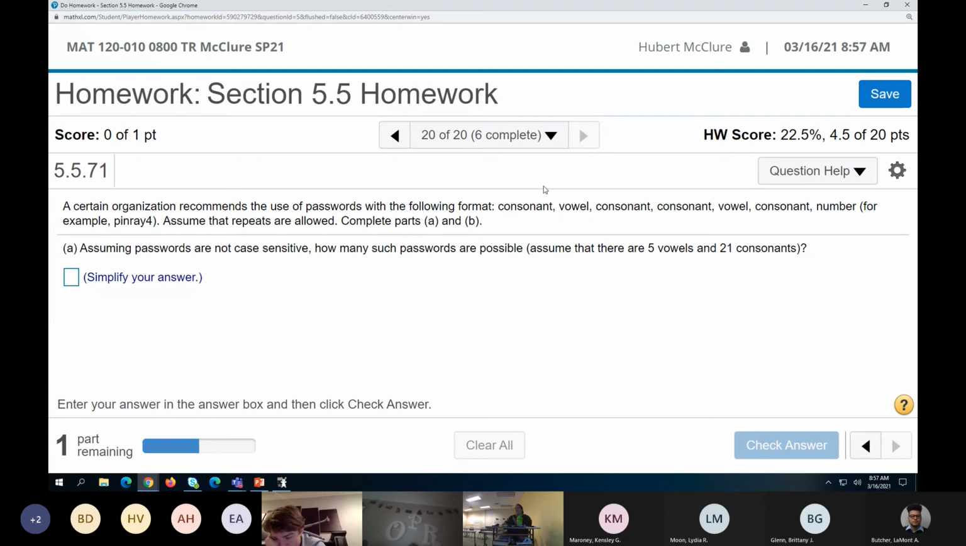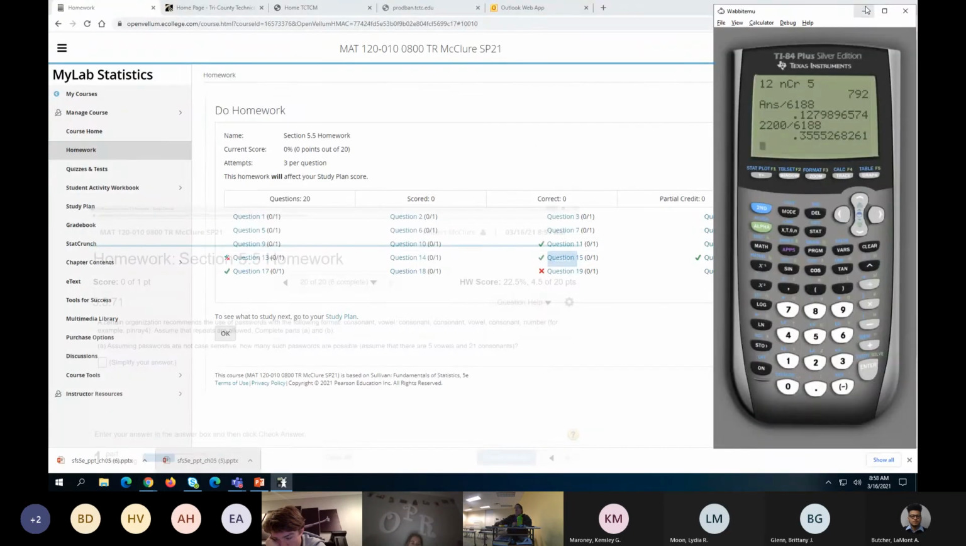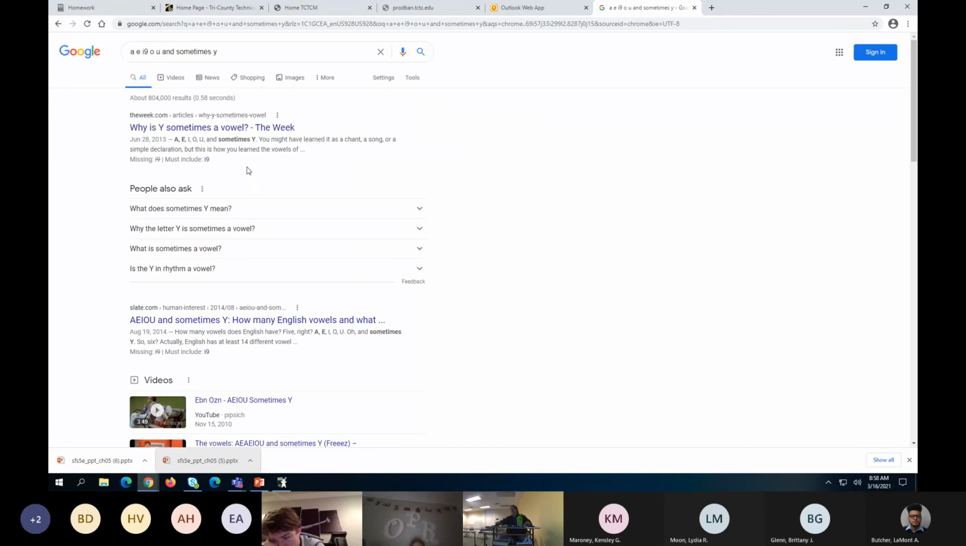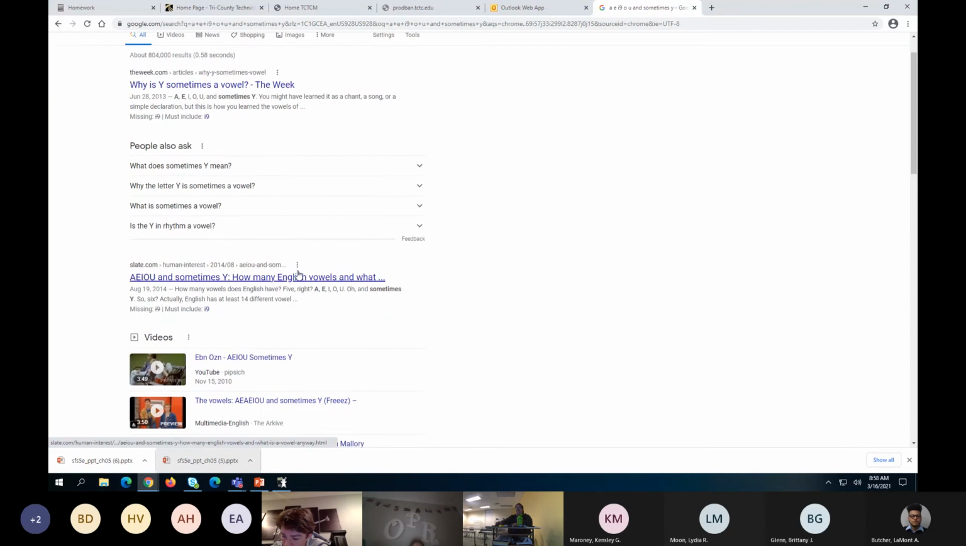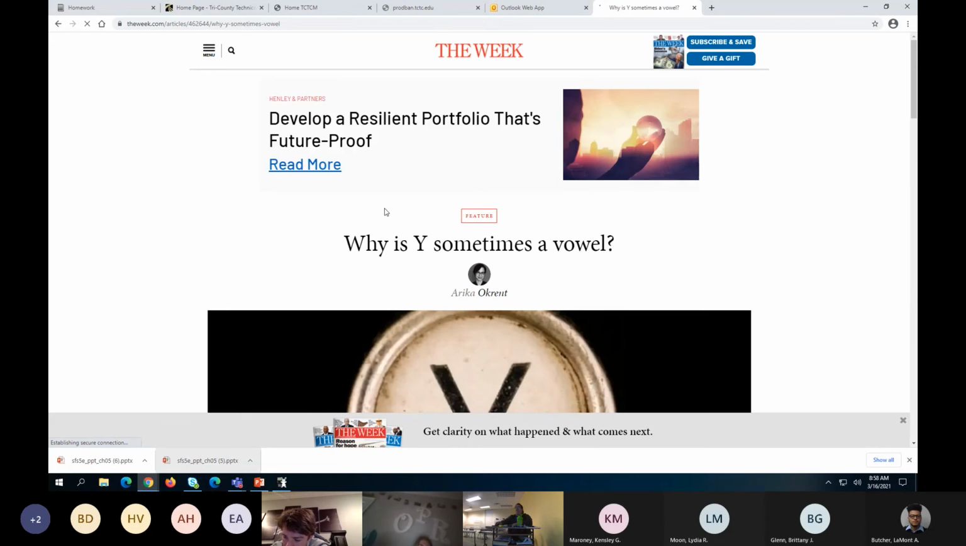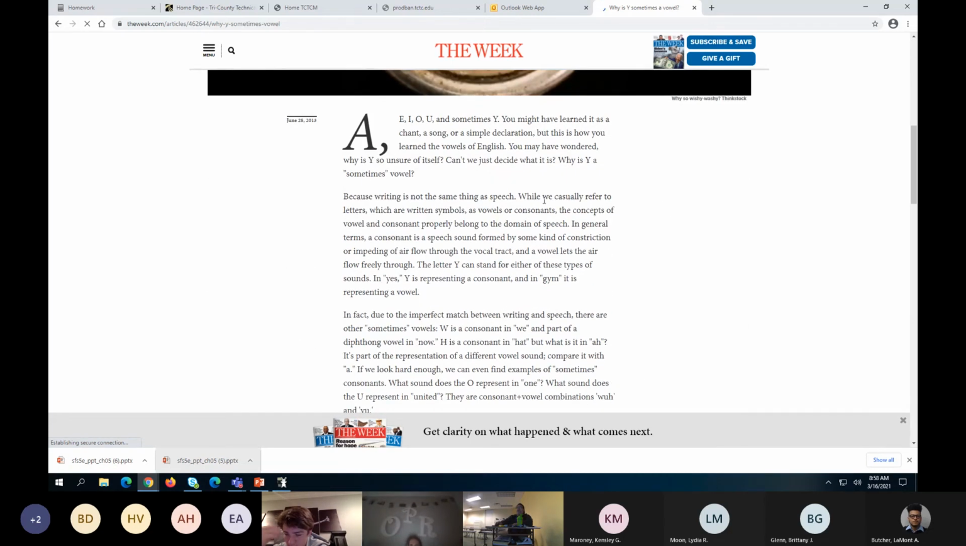Has anybody ever seen where Y is a vowel? Do they still teach that? Your kid, they don't? Sometimes, right? But I'm going to look it up right quick. A, E, I, O, U, and sometimes Y. I remember that, but what happened to it? They just said, screw it? Okay, so my education is just screw it. I'll have to look that up. There it is right there. I didn't make it up. Let's see what it says, because I don't remember it. Okay, that's too much writing. I can't read all that.